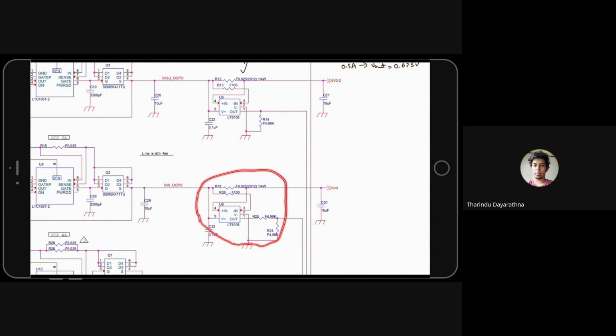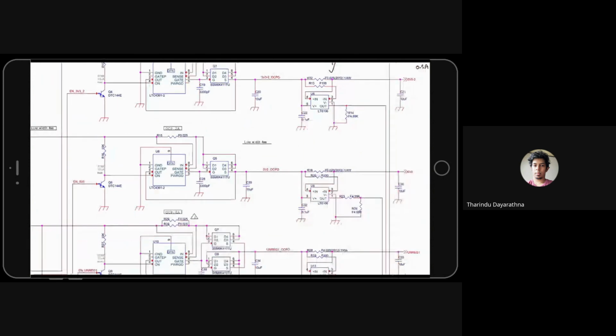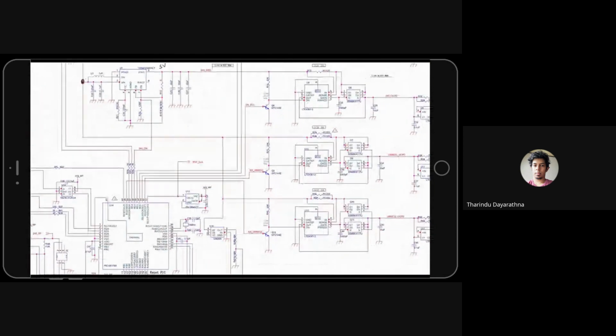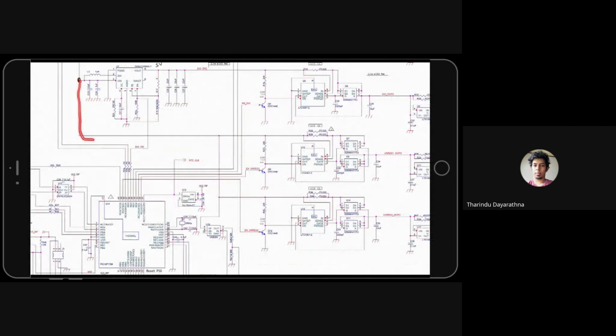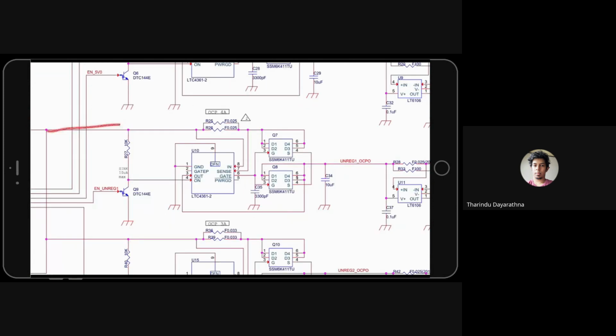If we come here again, we have the same current measurement circuit. This is independent from the voltage of the line. These circuits just check the current only. Then we have the unregulated line. The same raw power line comes here and goes to the unregulated OCP only. It doesn't have any buck boost converter.